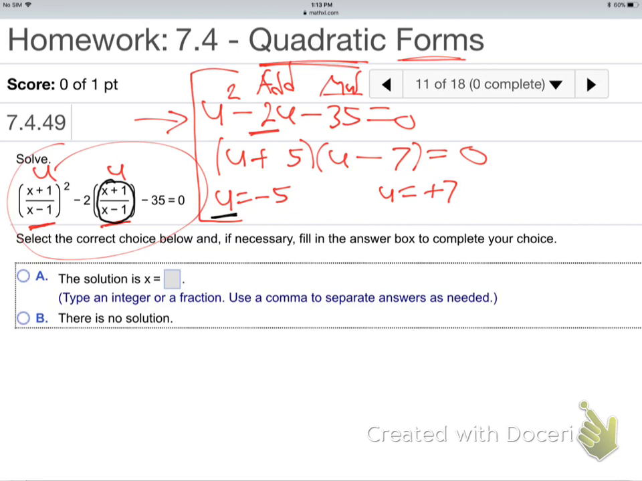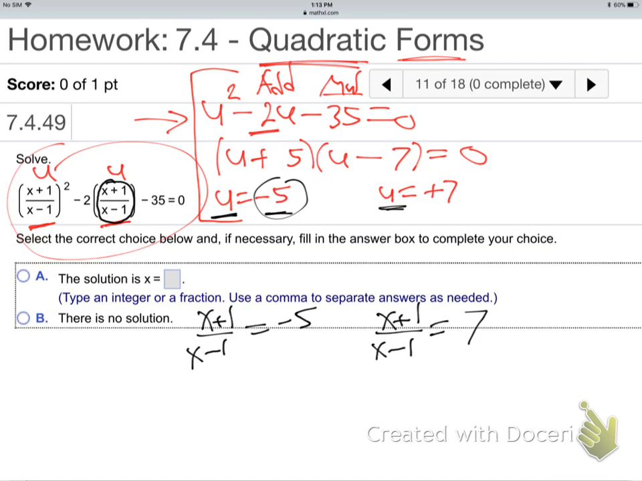So when we got U equals negative 5, we go, okay, U was just the actor. So when we said U is negative 5, that means X plus 1 over X minus 1 is negative 5. And when U is 7, that means X plus 1 over X minus 1 is 7. Does that make sense? Are we good on that? Everybody good to there?